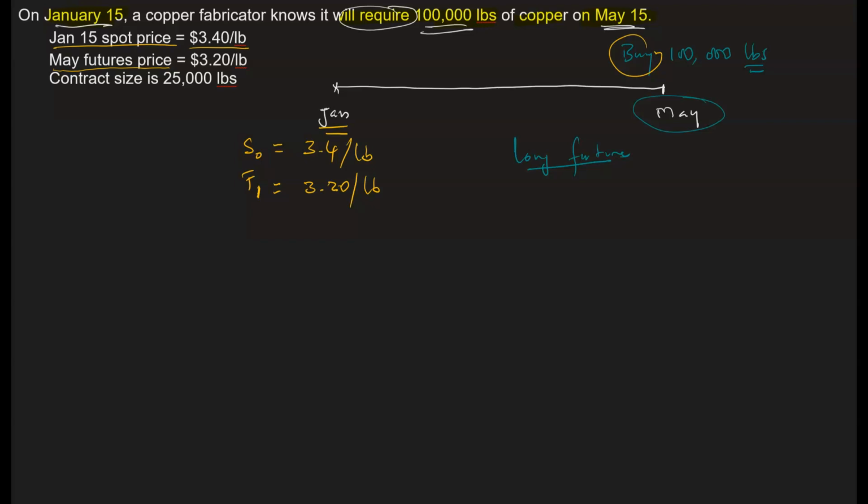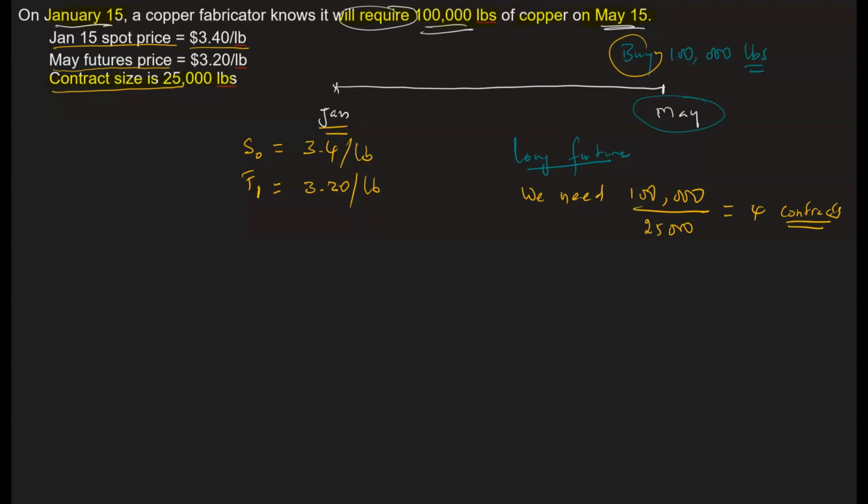The second step is how many contracts do we need? Well, here we're told that the contract size, remember, it's a futures contract, and futures contracts are standardized, and so the contract size on futures is 25,000 pounds. Well, we need 100,000 pounds, and each contract is for 25,000 pounds. And so if we divide the 100,000 by 25,000, what we're going to get is 4, and that is going to be 4 contracts.